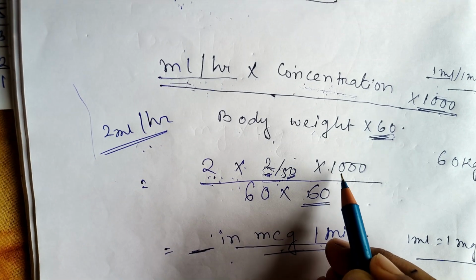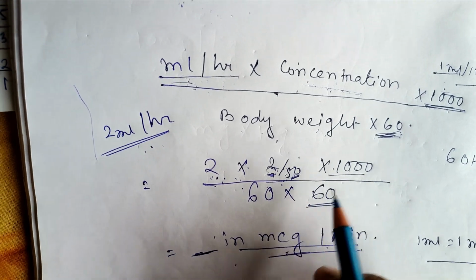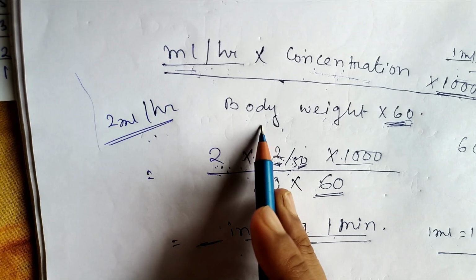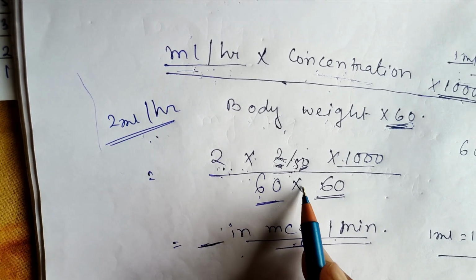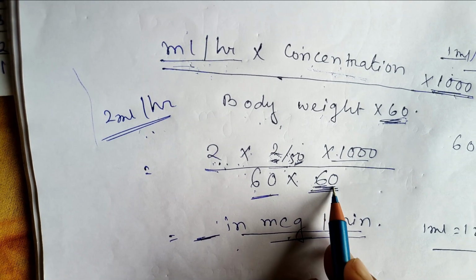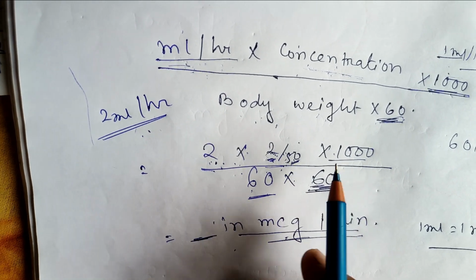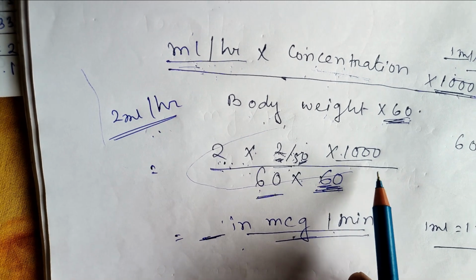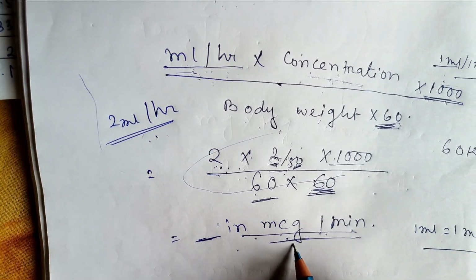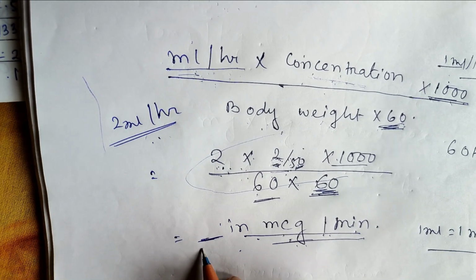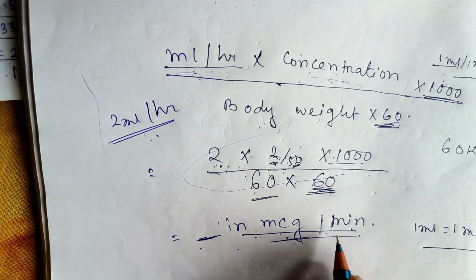Into 1000, 1000 is a constant, divided by the patient's body weight. Say the patient's body weight is 60 kg, into 60, which is the drop factor constant. By this calculation we get the answer in mcg per minute, meaning the patient is taking that much mcg of medicine in 1 minute.